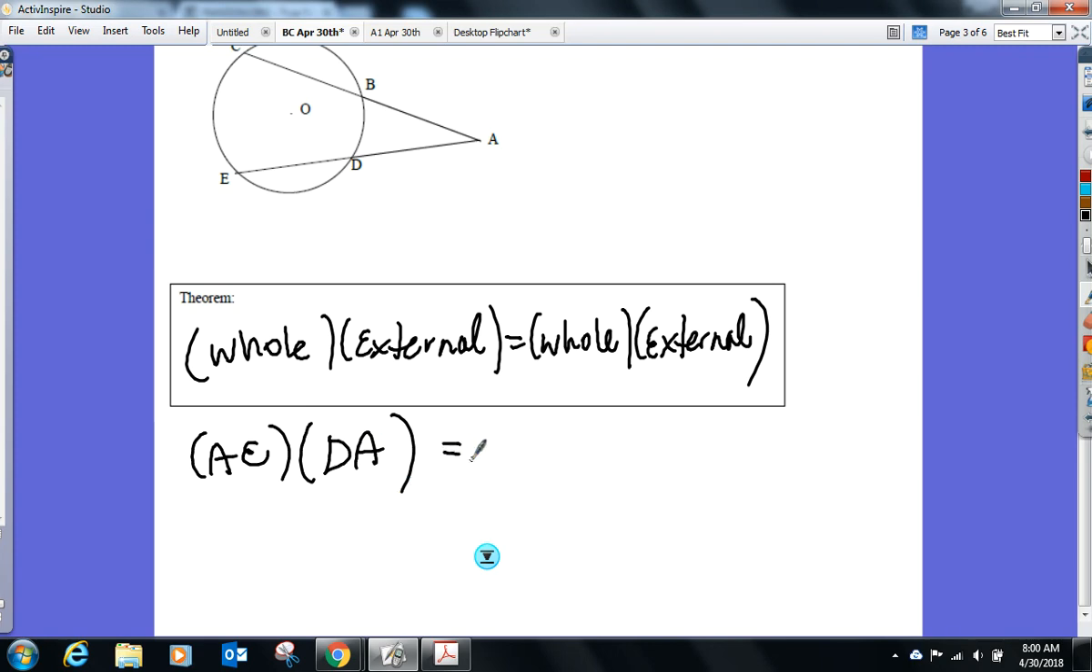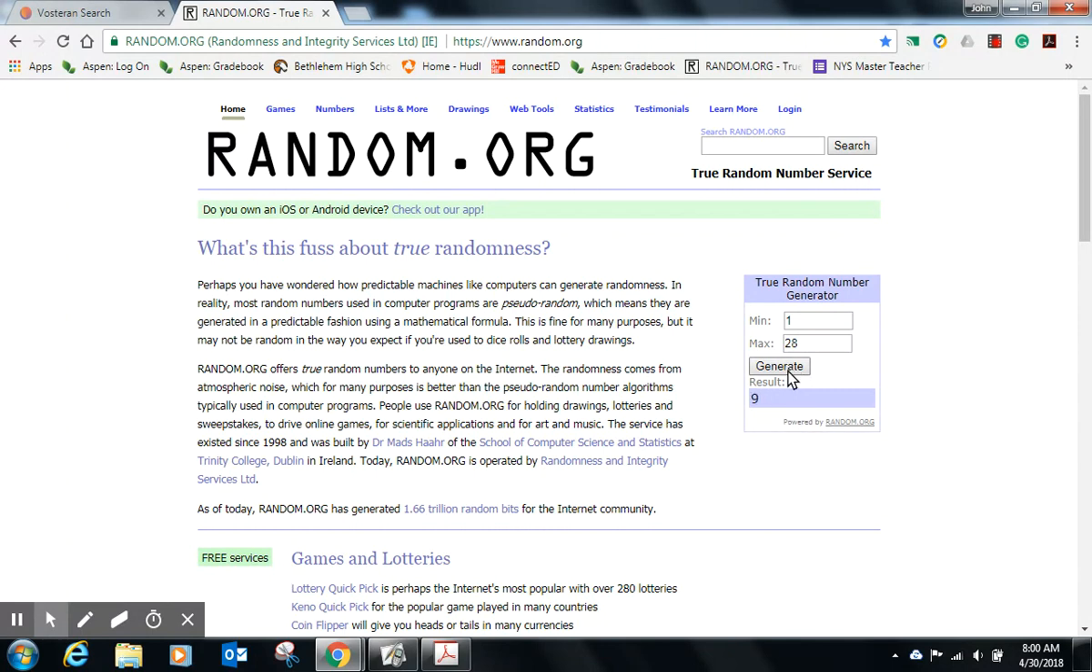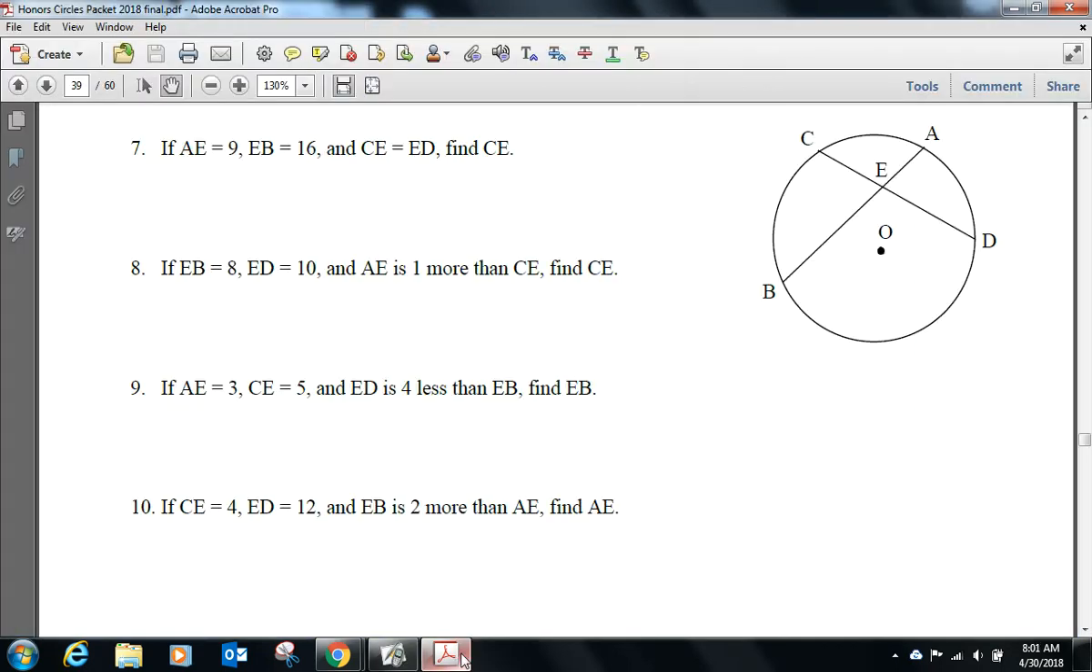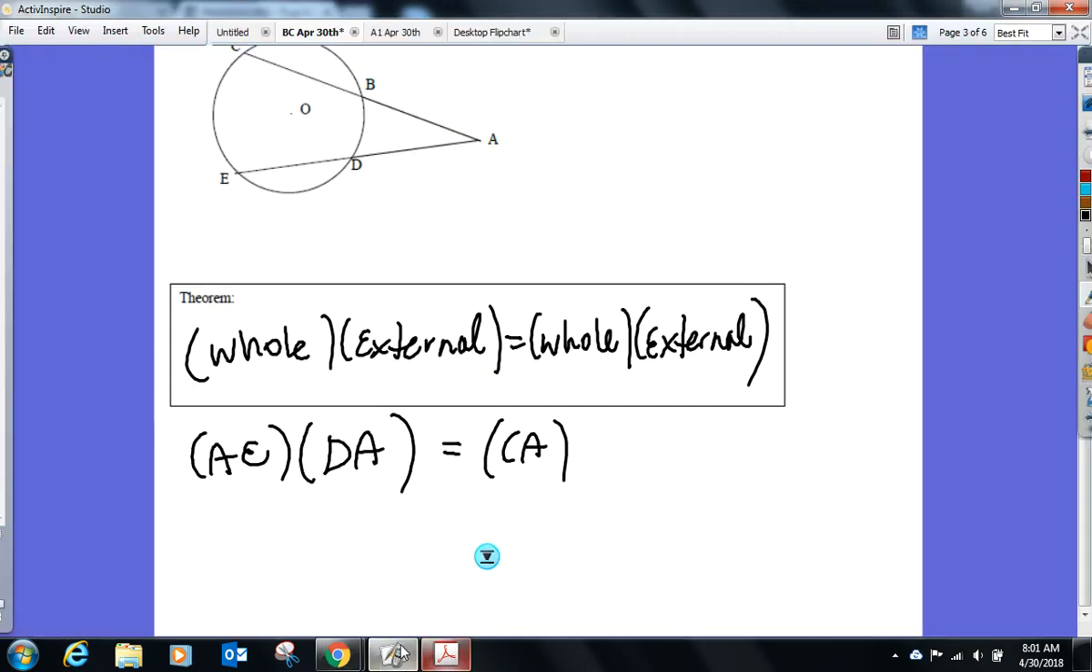Do the same thing on the other secant now. Give me the whole secant name on the other one. CA times its external part. External part, AB. There you go. That's for two secants. Secants and tangents. All right.